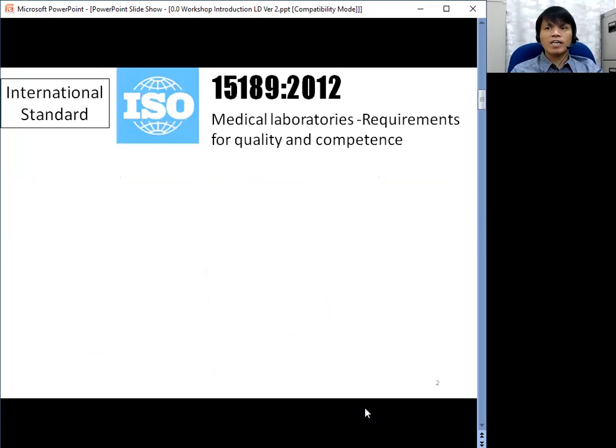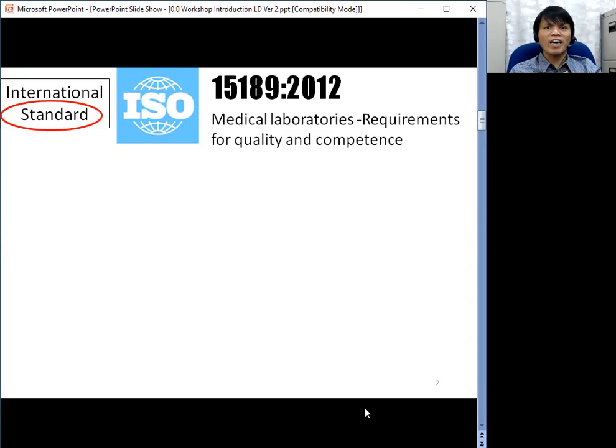Now, let us discuss the ISO 15189 international standard, starting with the word standard. What is the meaning of standard in this context? Well, a standard is a document that provides requirements, specifications, guidelines, or characteristics that can be used consistently to ensure that materials, products, processes, and services are fit for their purpose.